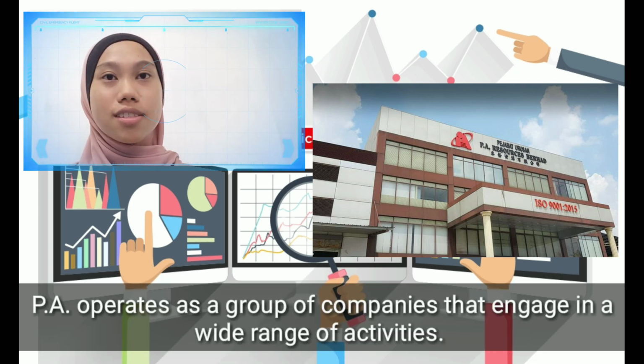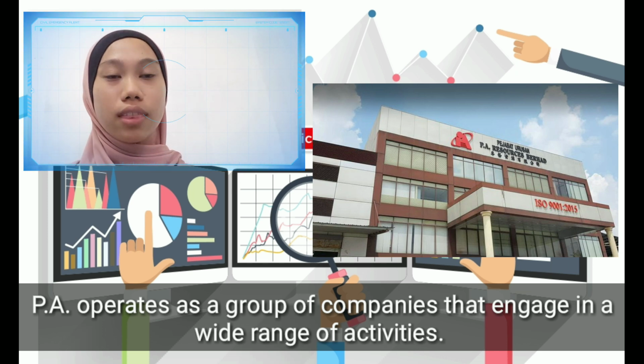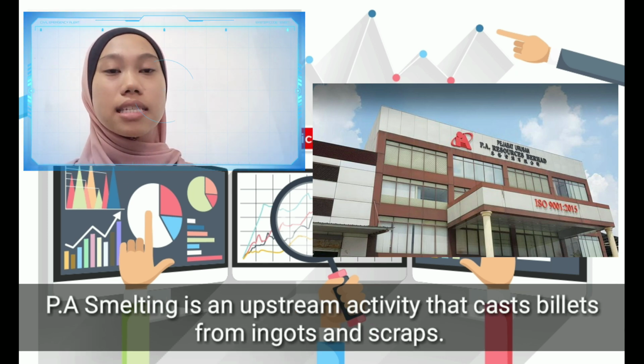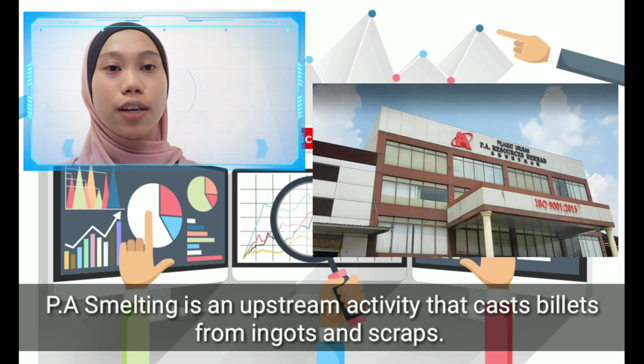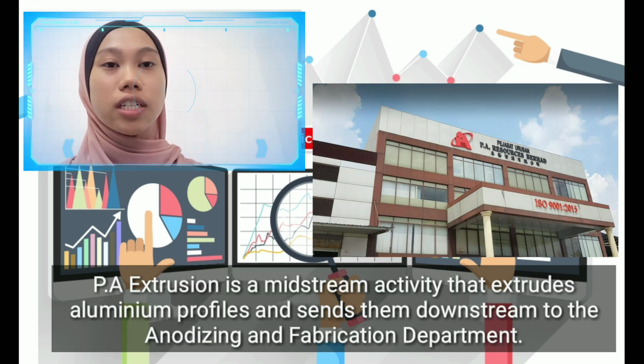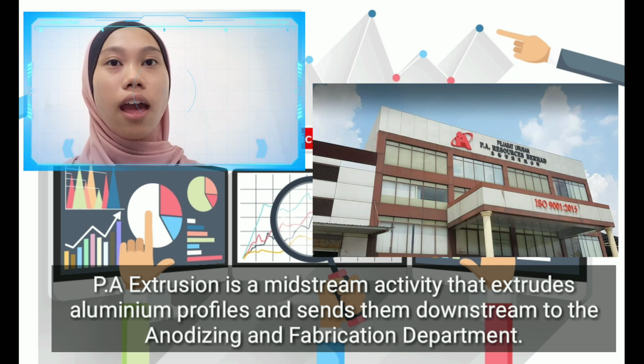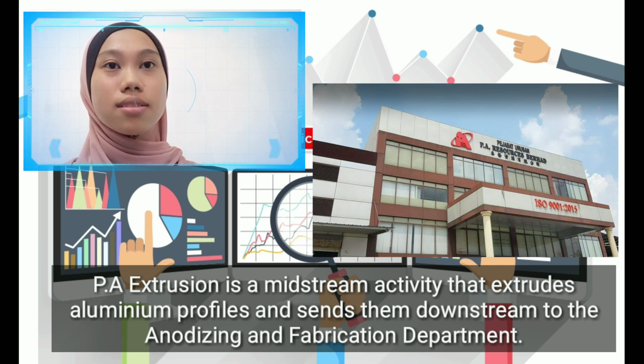PA operates as a group of companies that engage in a wide range of activities. PA smelting is an upstream activity that casts billets from ingots and scraps. PA extrusion is a midstream activity that extrudes aluminium profiles and sends them downstream to an anodizing and fabrication department.